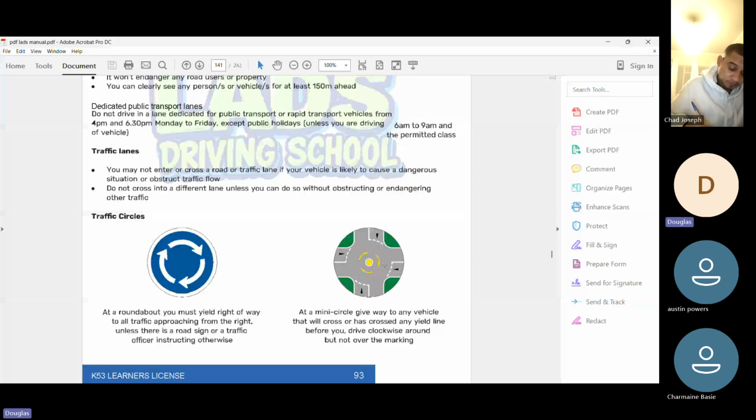So the first one, they're saying that at a roundabout, you must yield right of way to all traffic approaching from the right, unless there's a road sign or traffic officer instructing you otherwise. So when you get to a traffic circle, the first thing that you do is check if there's any vehicle inside the circle that needs to pass in front of you. If there is, you need to give that vehicle right of way, meaning you need to yield for that traffic. That's the first thing.